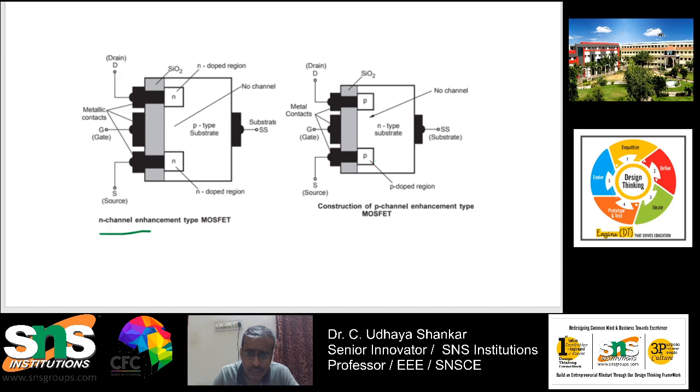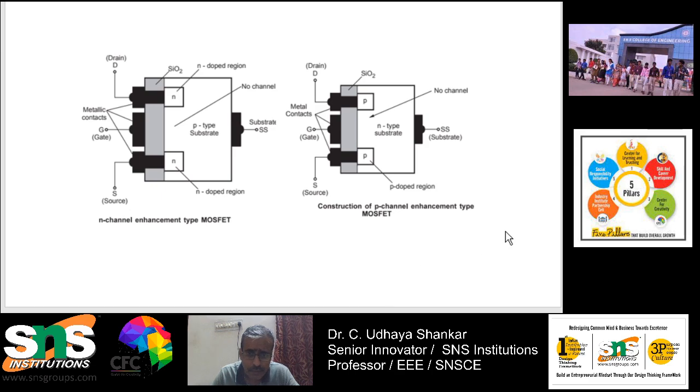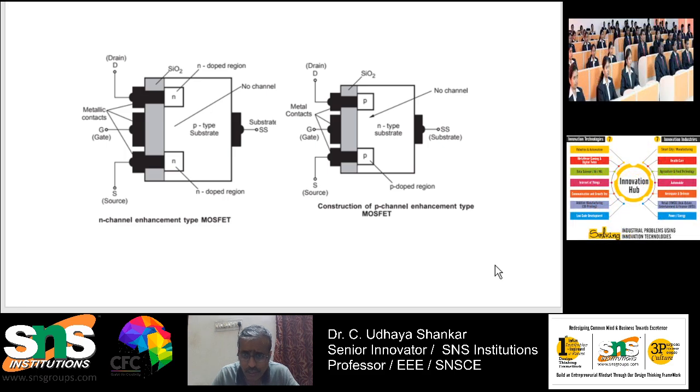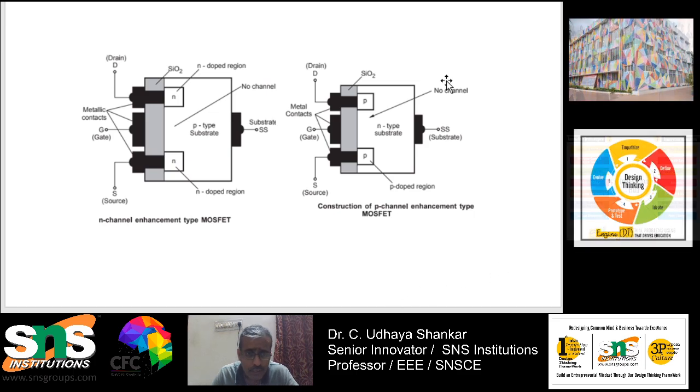So I just clear the screen. Let's go on. As we have already discussed the construction, a small thing I want to convey here: there is an SiO2 layer, which is there in order to prevent conduction. This grey colored region is called the SiO2 layer.